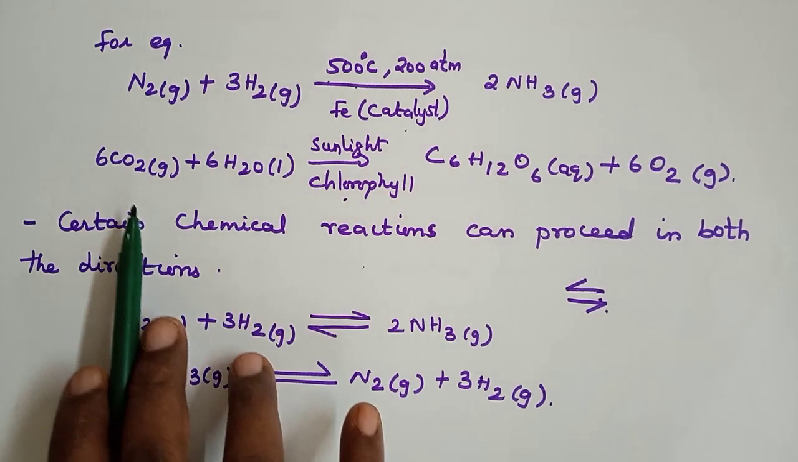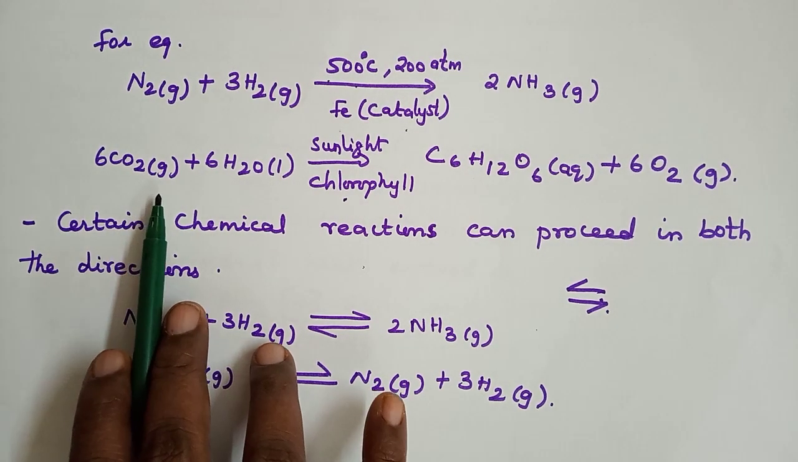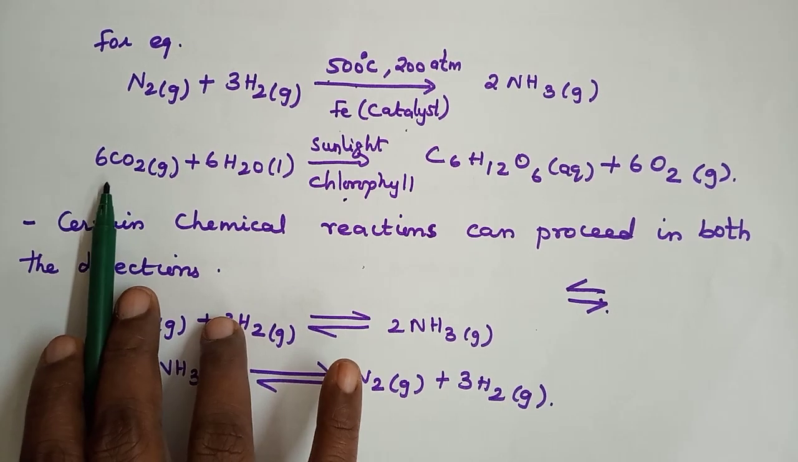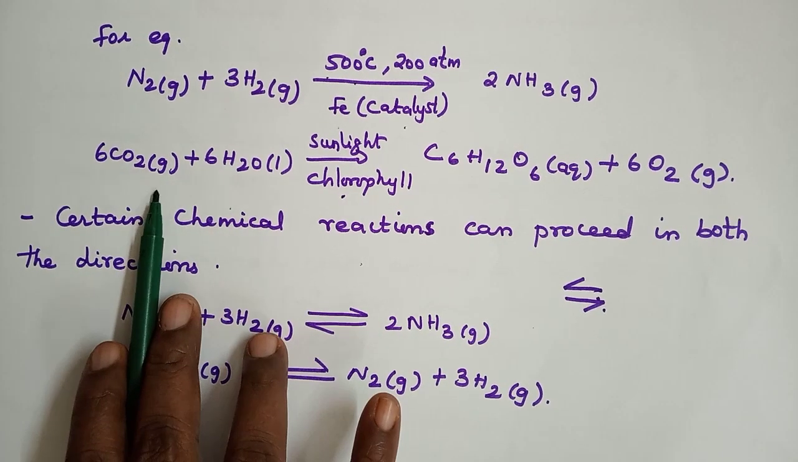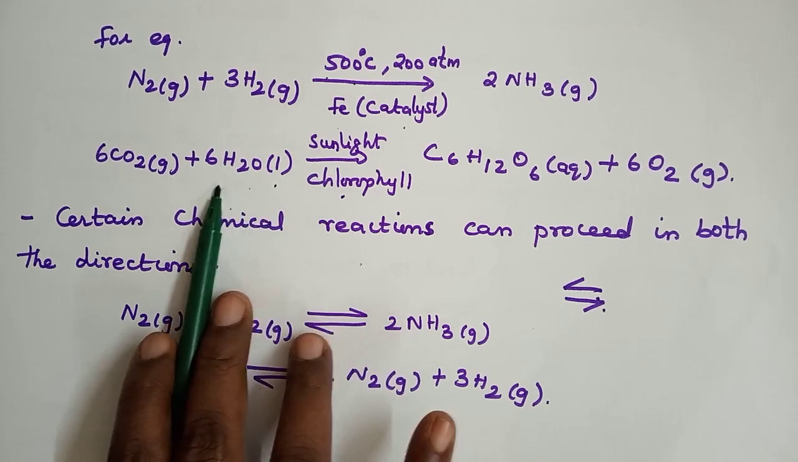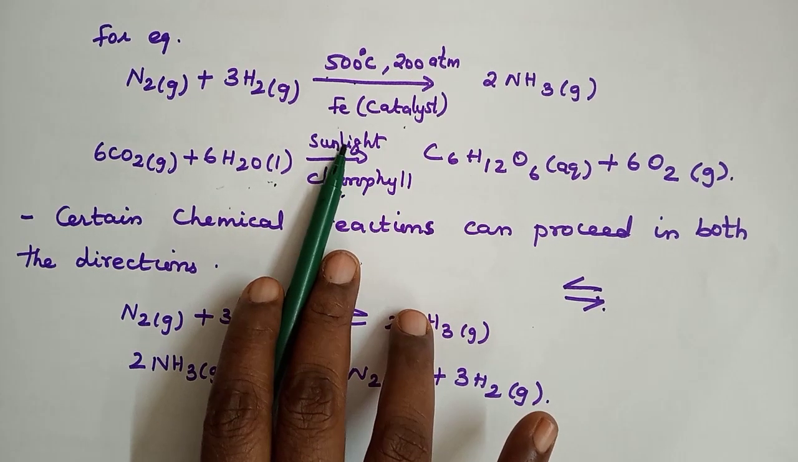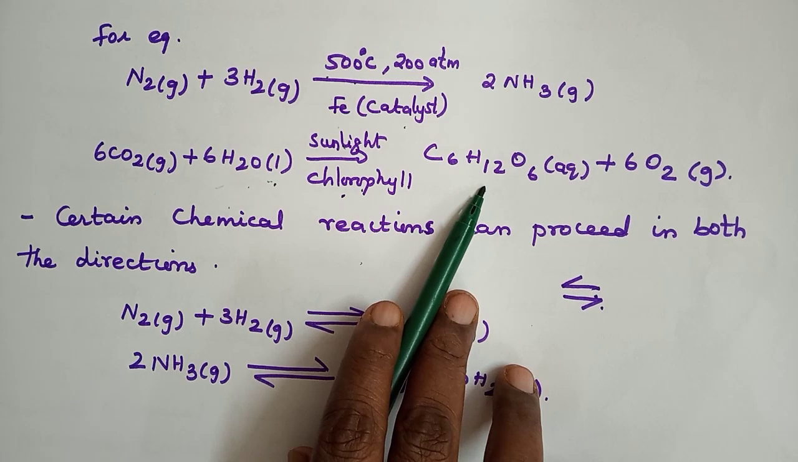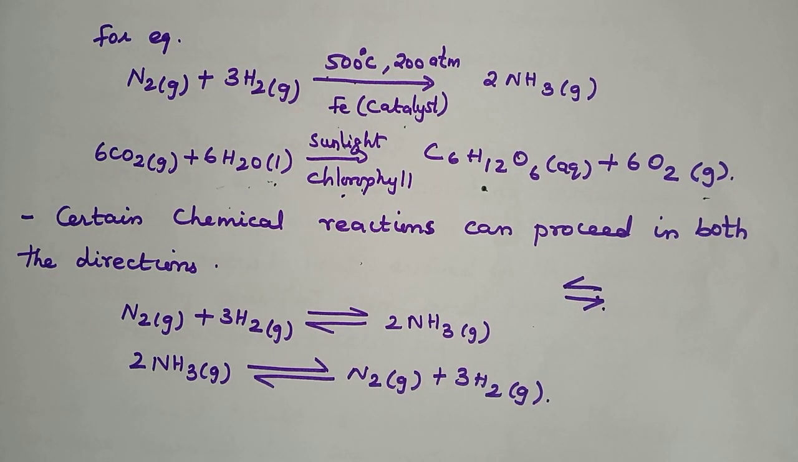For example, carbon dioxide, that is a photosynthesis reaction. Yes or no? Carbon dioxide in gaseous state plus water in liquid state combine together with the help of sunlight and chlorophyll, and we are getting energy, carbohydrate, plus oxygen released. Yes or no? We are taking oxygen in, plants are taking carbon dioxide and releasing oxygen. We are taking oxygen and releasing carbon dioxide.